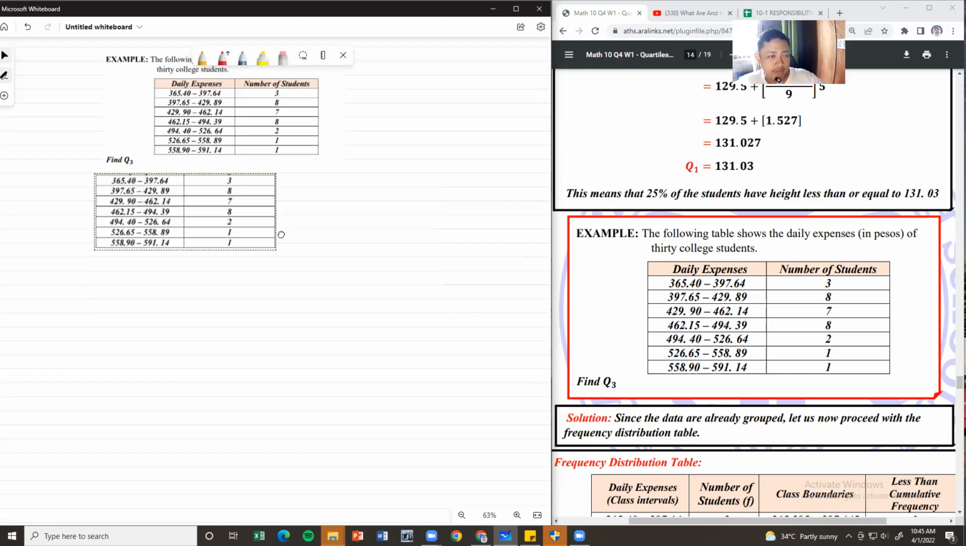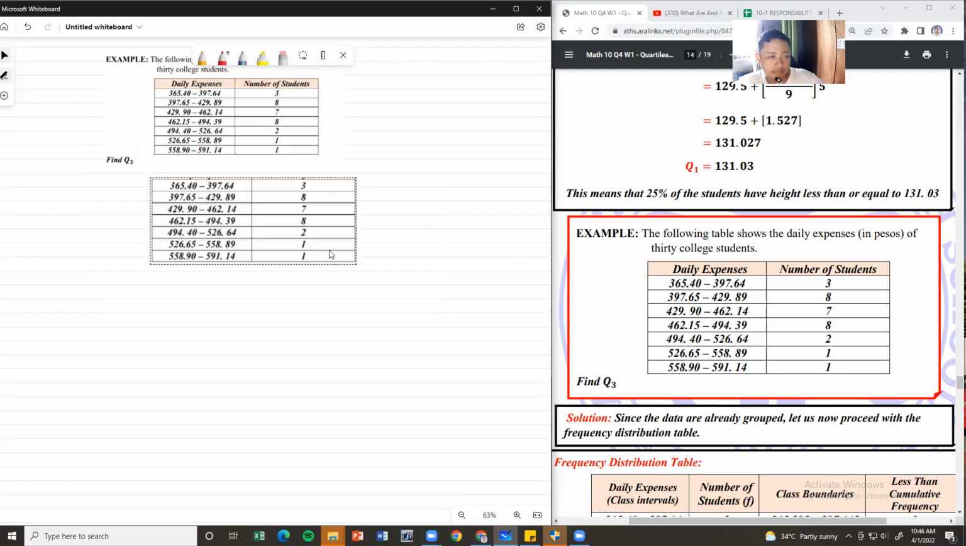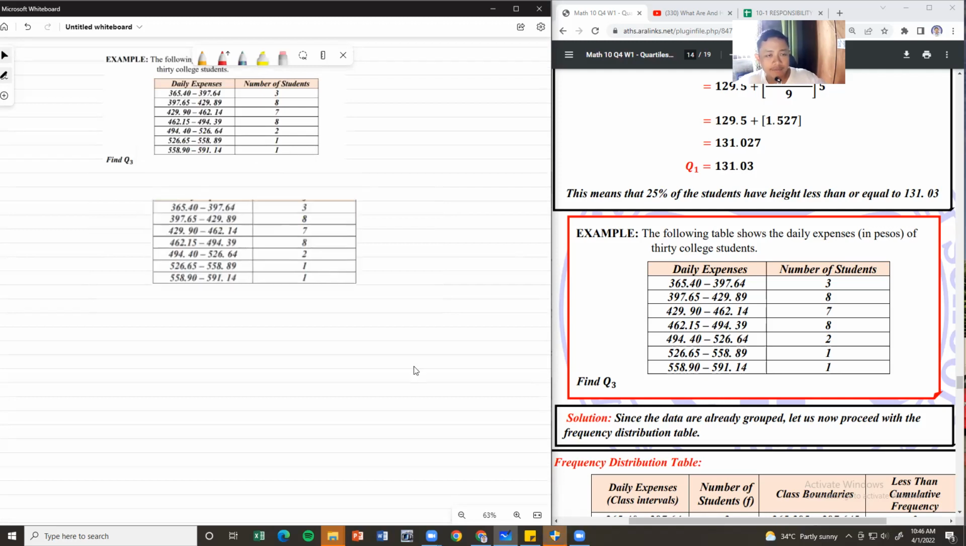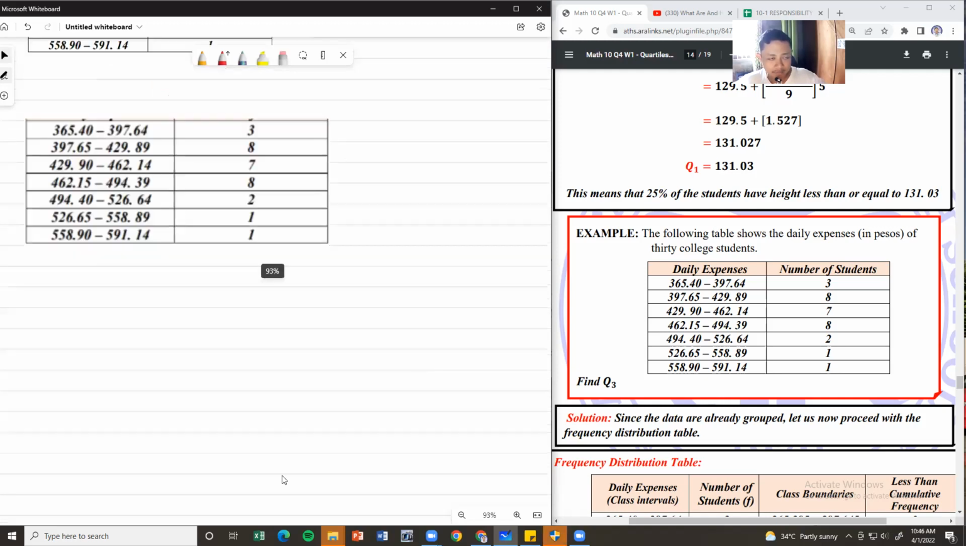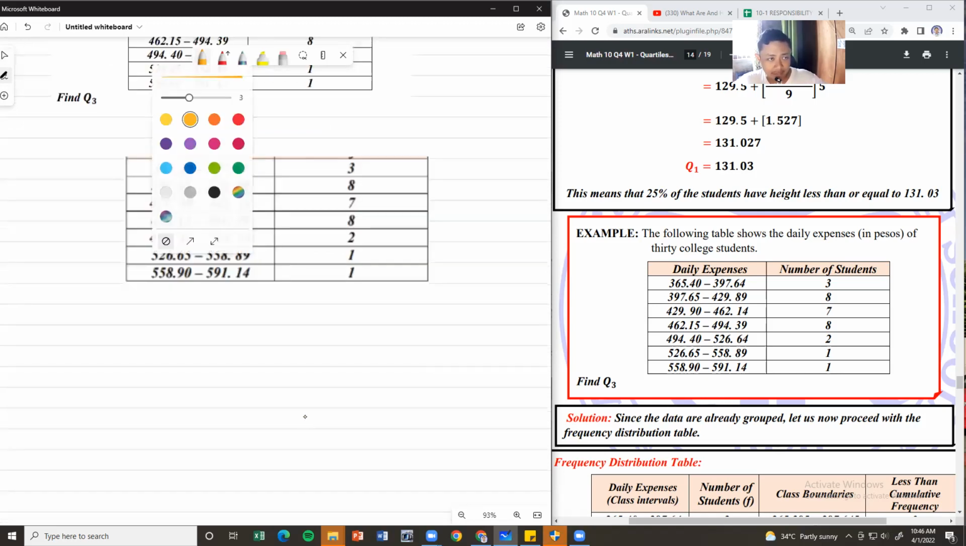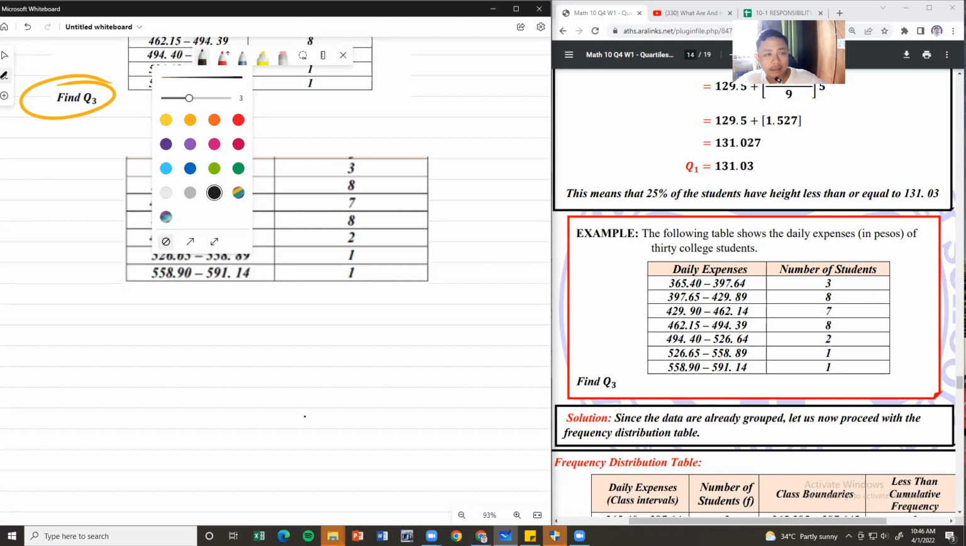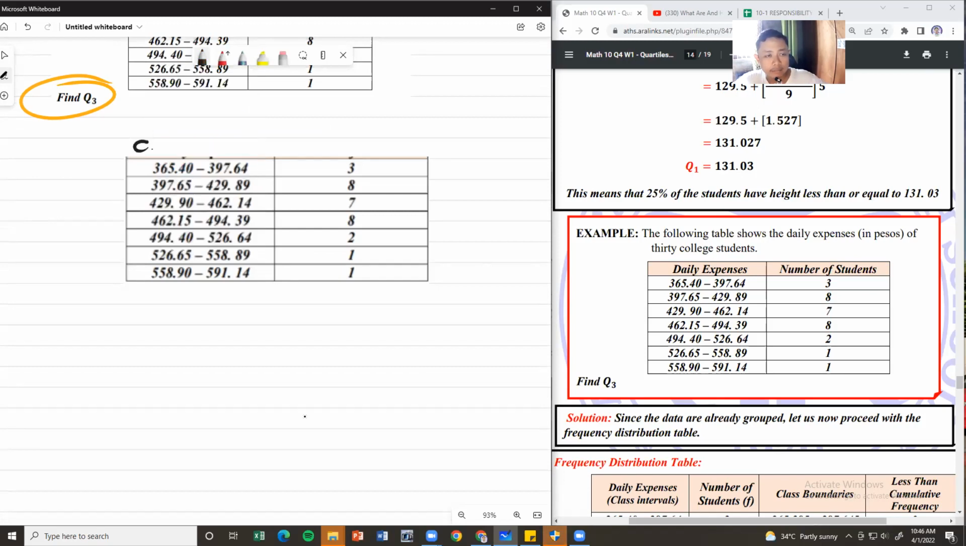Ayan, and we are asked to find the Q3. Okay, so for our frequency distribution table, kinopya ko na lang siya to maximize the time. Take note, remember, we are asked to find the third quartile. So therefore, this will become our class interval, CI na lang. This will become our frequency. And don't forget to get your summation for the frequency.